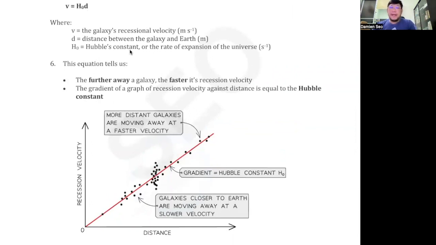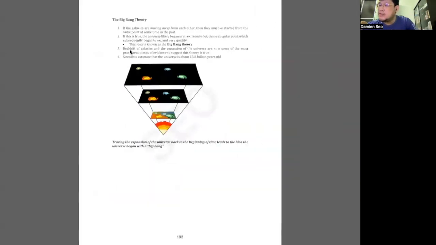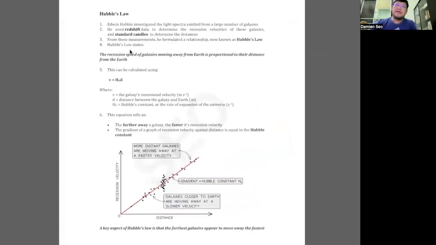Okay, but how do we actually calculate the age of the universe? Must wait for the tutorial. But it's basically using this. Okay, that's all our Big Bang Theory.